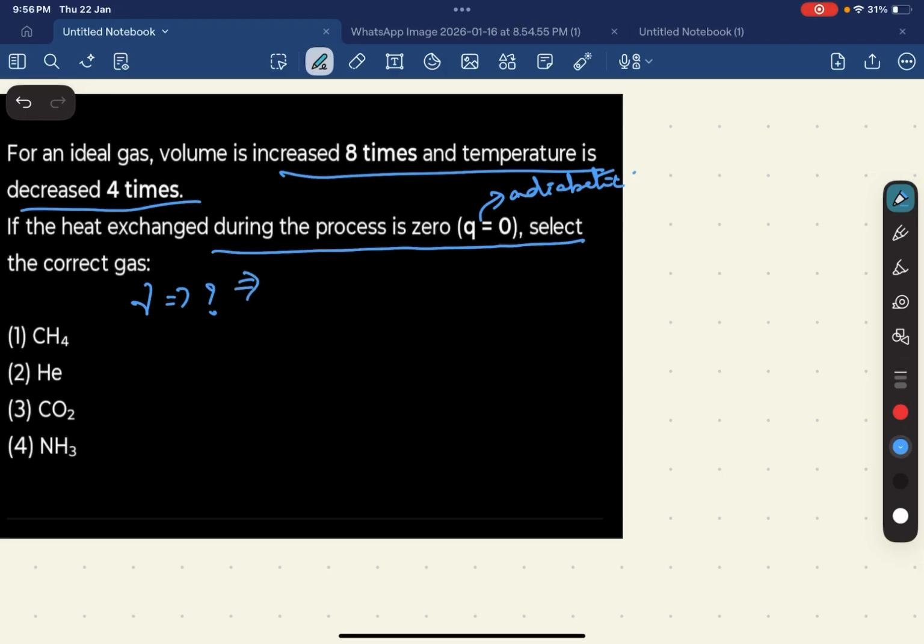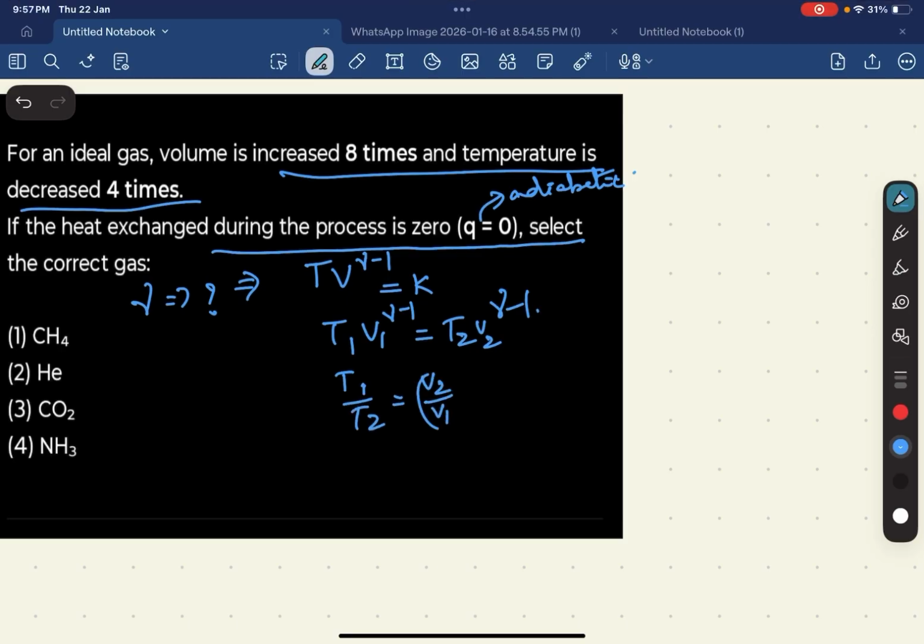So the formula for this is the concept related to adiabatic process: TV power gamma minus 1. At two conditions, T1 V1 power gamma minus 1 equals T2 V2 power gamma minus 1. So you can simplify this: T1 by T2 equals V2 by V1 whole power gamma minus 1. So accordingly 4 equals 8 power gamma minus 1. After simplifying this, 2 equals 3 into gamma minus 1.